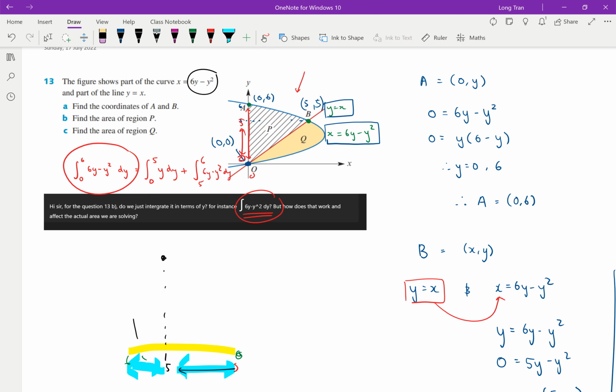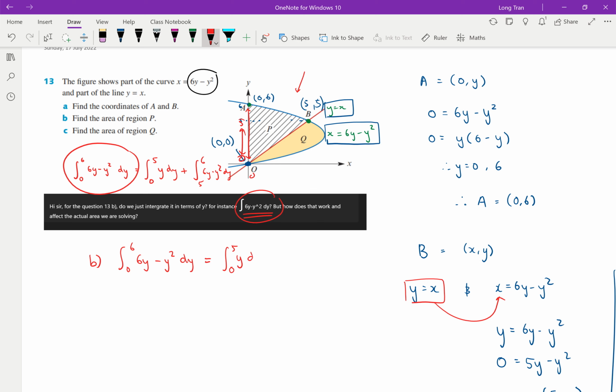Once you understand that, then for part B, you've modeled it now. We know we want to integrate 0 to 6 of 6y minus y squared, which is what you would have wanted, but technically it's not the whole region, so that's why we're splitting it into 0 to 5 of y delta y. So technically, I should say this is region P. I probably shouldn't have said equals, that's not true. Region P would then equal the integral from 0 to 5 of y delta y plus the integral from 5 to 6 of 6y minus y squared delta y.